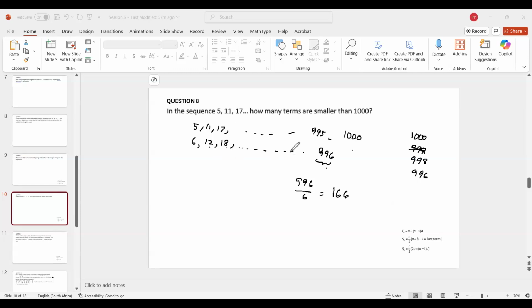So how many numbers are in this sequence? The answer is 166, multiples of 6. You can do it like that. Or we can say this is the arithmetic sequence, and we need to know what the general term of this is. We want Tn, the nth term, to be less than 1000. The terms of the sequence, and you want to know the largest value of n.